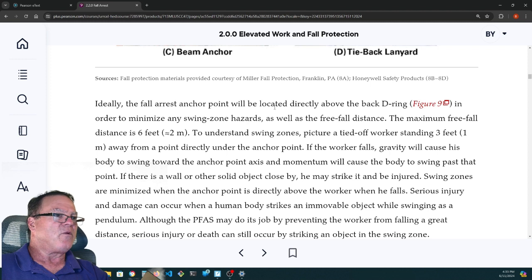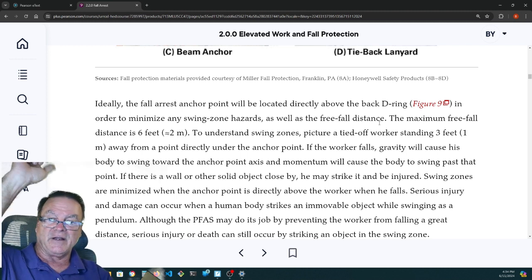All right. Fall arrest anchor point will be located directly above the back D-ring in order to minimize any swing zone hazards as well as the free fall distance. When you anchor off, you want to try to put it above your shoulders. You want it as high as possible. Lift up over your head and attach your line above your head.